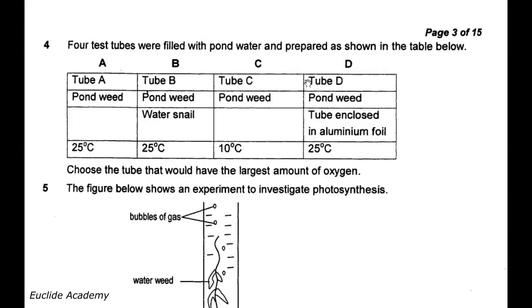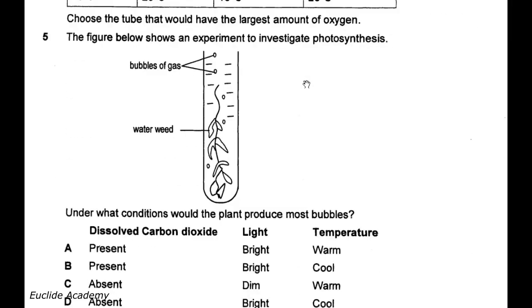For example, this is a question from paper 1, and you just start by perusing through the question the first time. I've said read the question 3 times. So you just say: the figure below shows an experiment to investigate photosynthesis, bubbles, water weight, under what conditions the plant produces most bubbles. Okay, this is the first reading. For the first reading, I'm actually just having an idea. The idea is this question is on photosynthesis, and then my brain kind of downloads that information that I have. Then the second part, I'll read to understand.